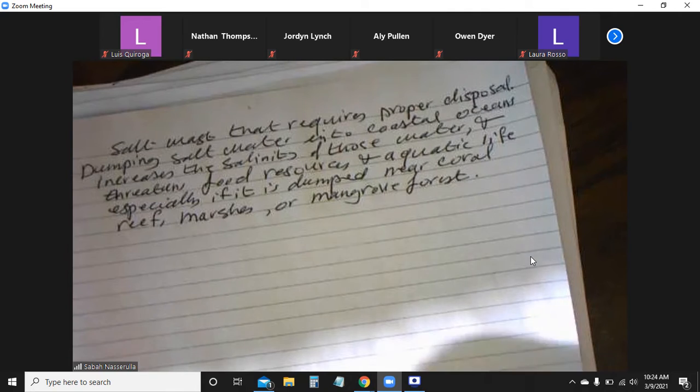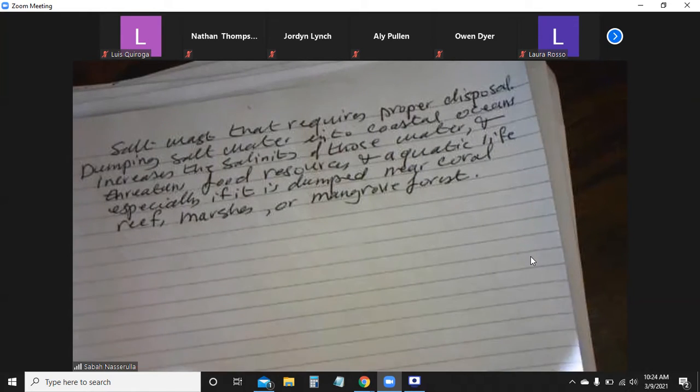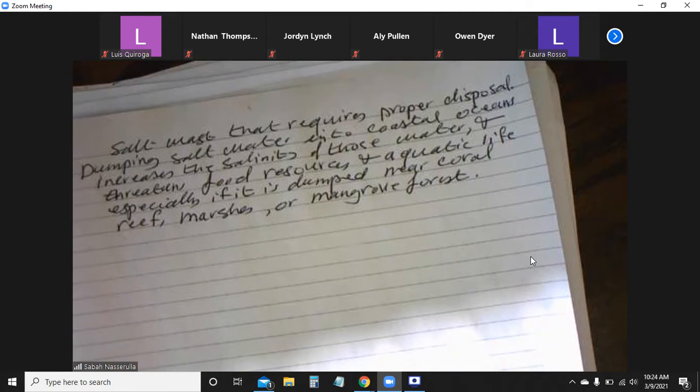And the other thing is that if you dump that salt water on the land, it is going to increase, and maybe it also goes down and percolates to the groundwater. To mention this point here, disposing of salt waste.